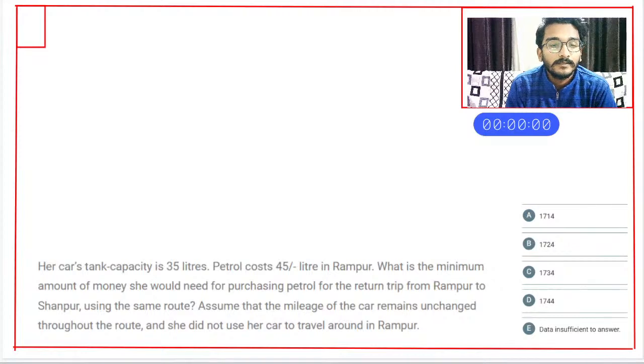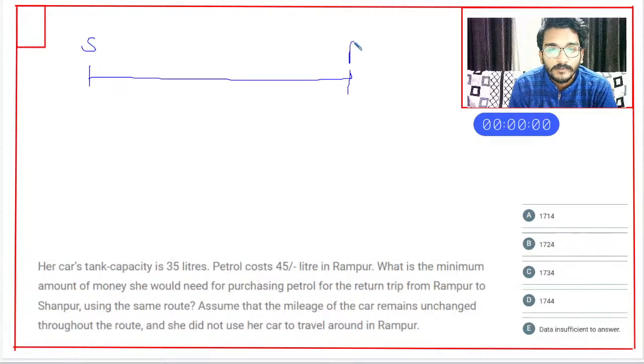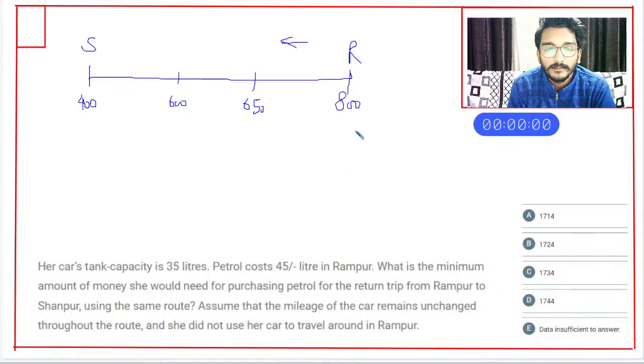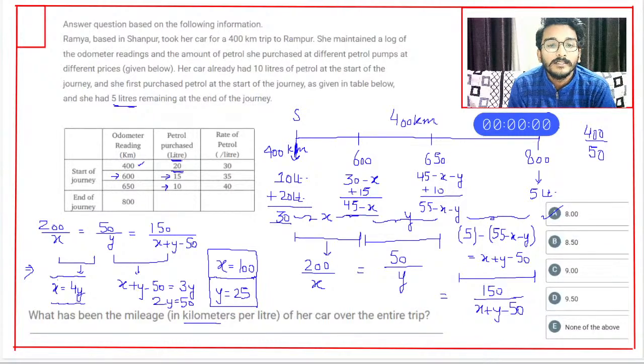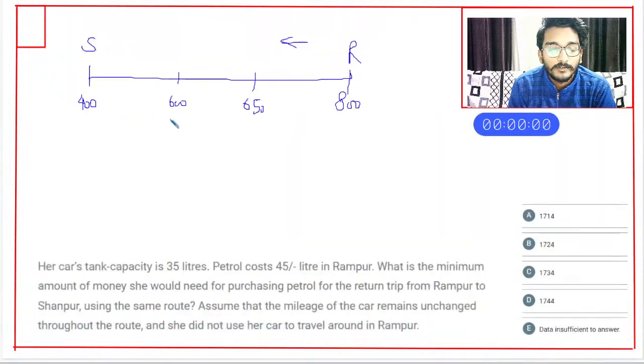Okay, so let's start this one. Her car's tank capacity is 35 liters. Petrol costs 45 rupees per liter in Rampur. So she has to travel back from R to S. There is 800, 650, 600 and 400. What is the minimum amount of money she would need for purchasing petrol for the return trip? So what was the cost here? 30, 35 and 40. So the cost here is 30 rupees. This was the cost.